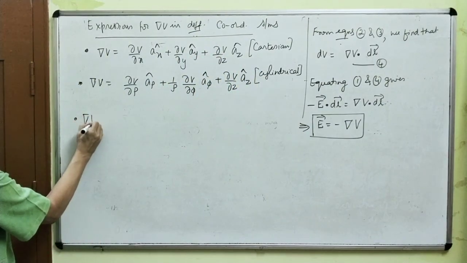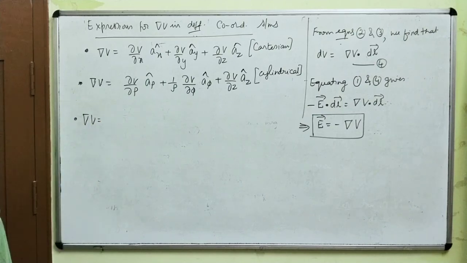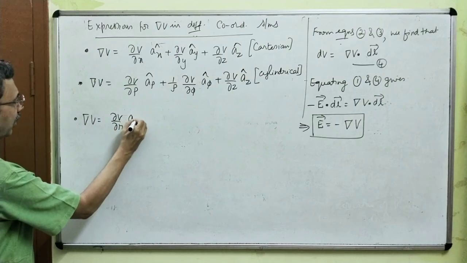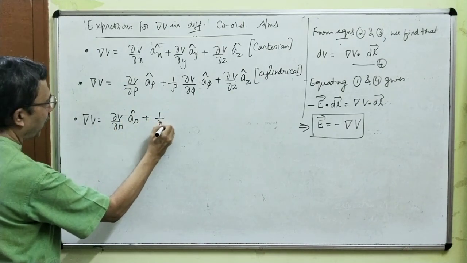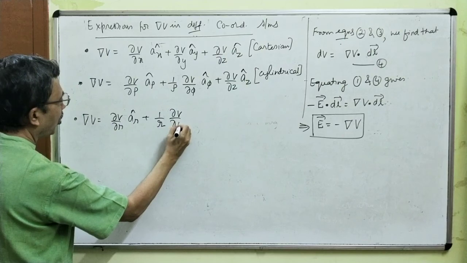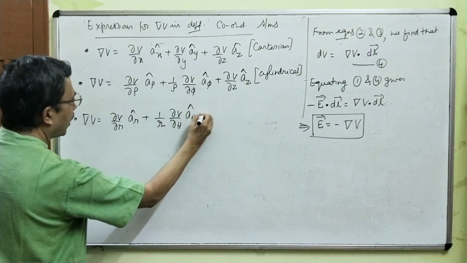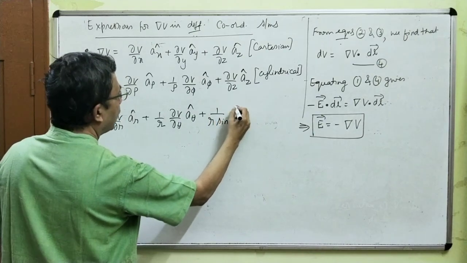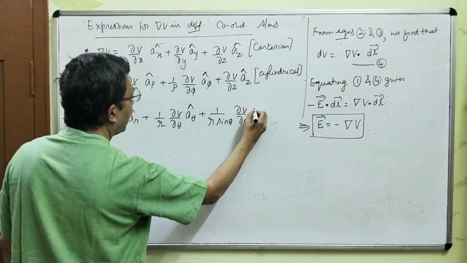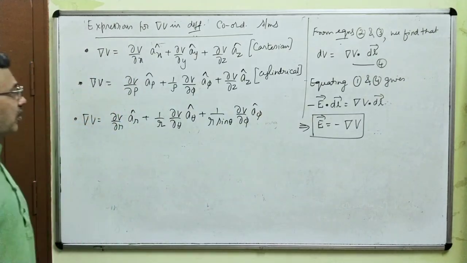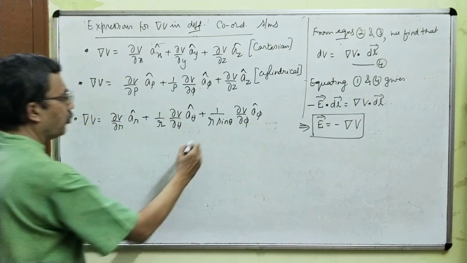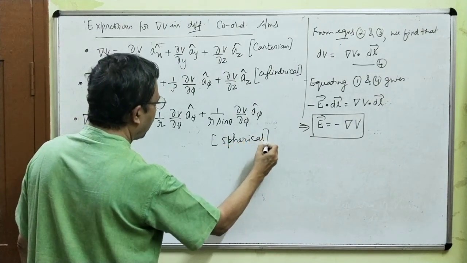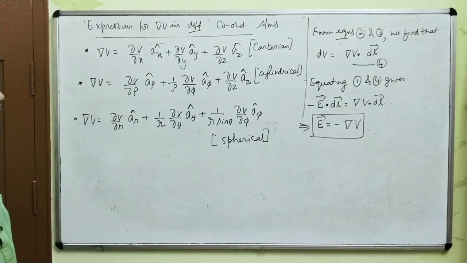Last, gradient of V in spherical coordinate system. Dou V by dou r into ar cap plus 1 by r dou V by dou theta into a theta cap plus 1 by r sine theta dou V by dou phi into a phi cap. This is the expression for gradient in a spherical coordinate system.